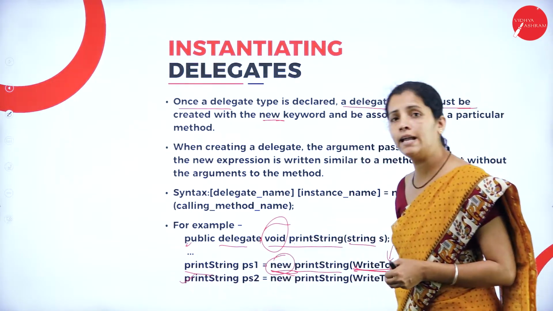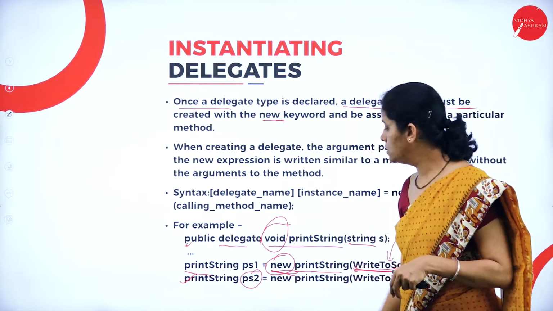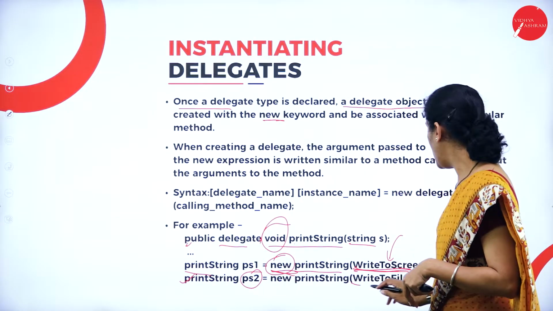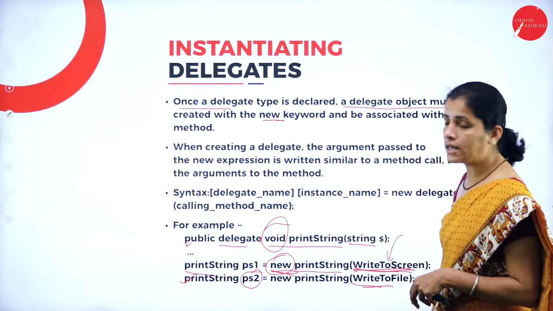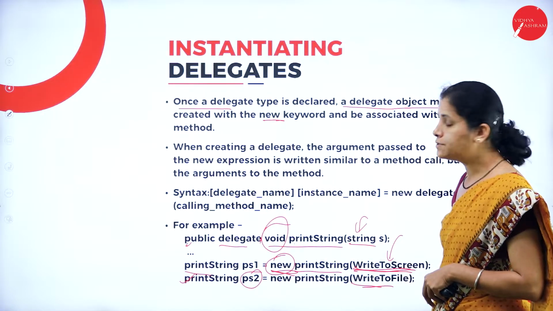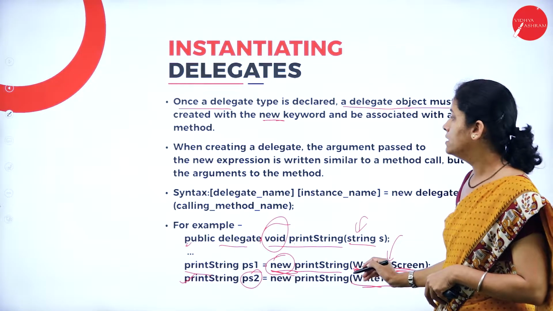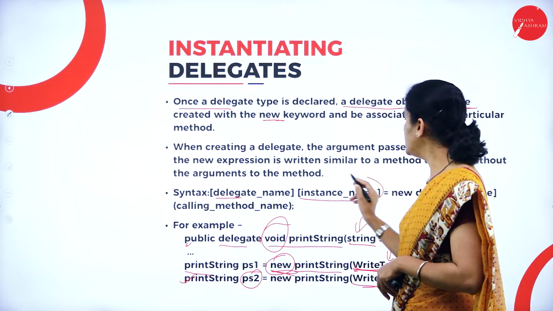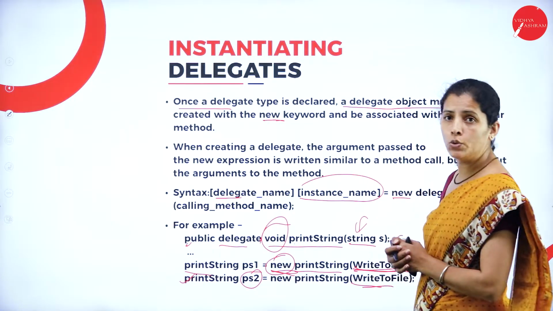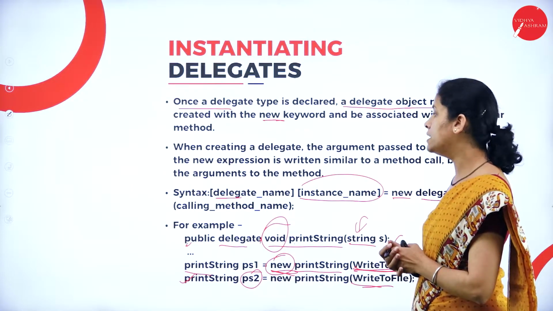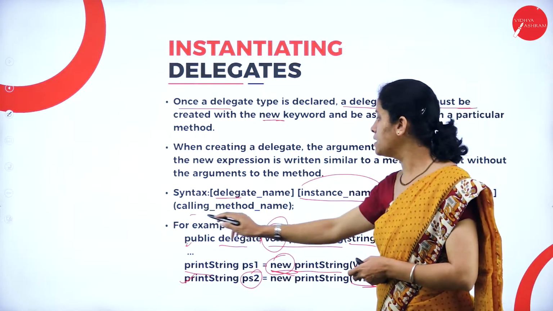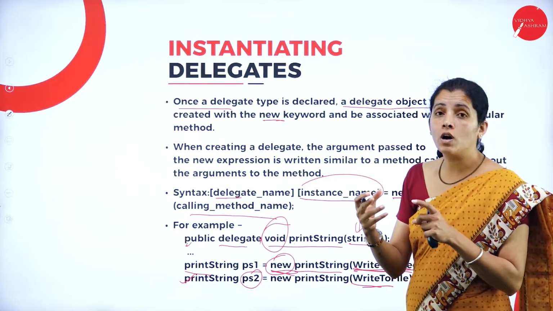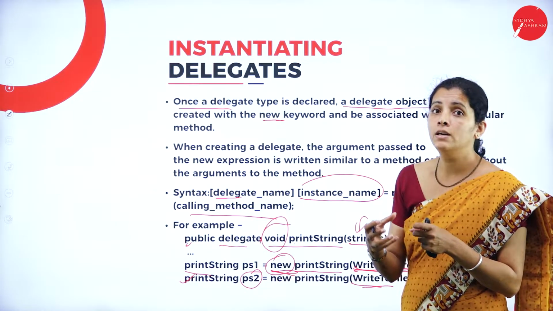And if I consider the second line, same thing. See, ps2 is nothing but the object of the delegate type, and I'm going to pass WriteToFile. So what kind of parameter here? It's of type string, so I'm passing a string. See, what's the syntax? First, I write the delegate name, then the object name, and I use the new keyword, then specify the delegate name, and then specify the calling method name. Okay, fine.